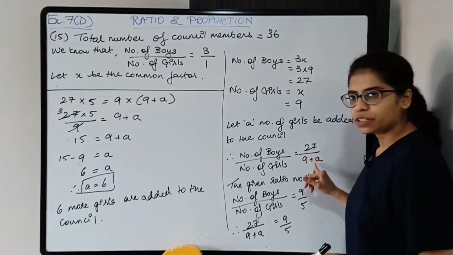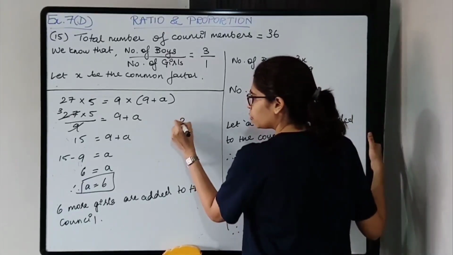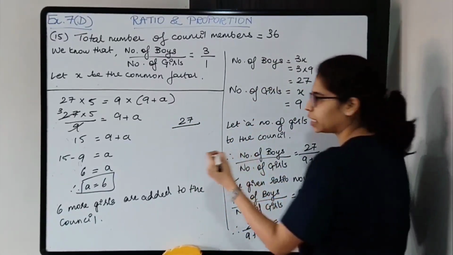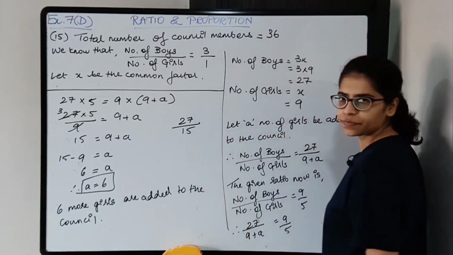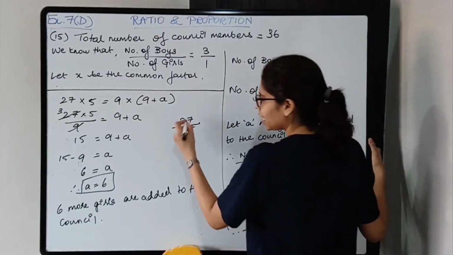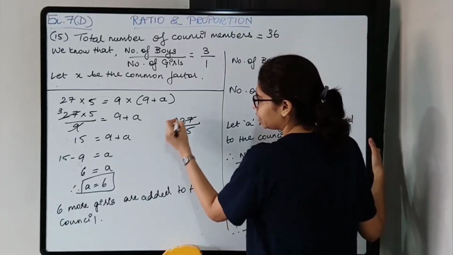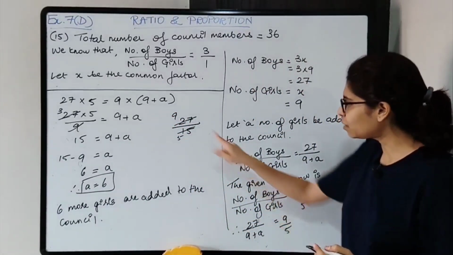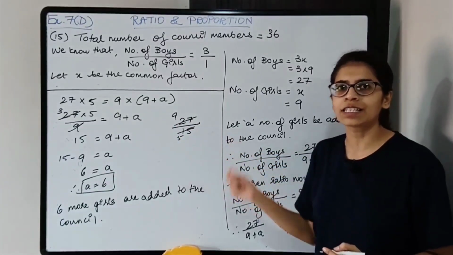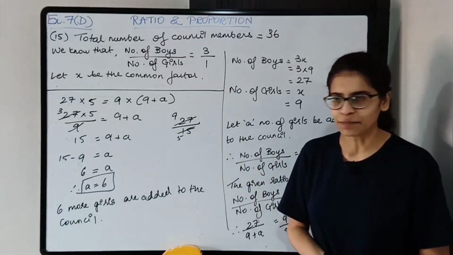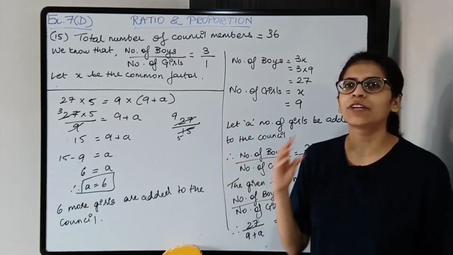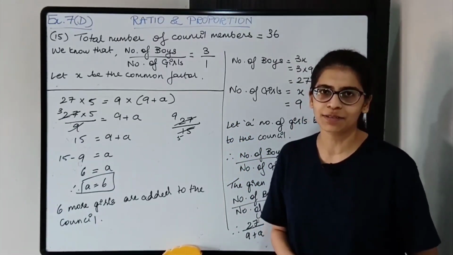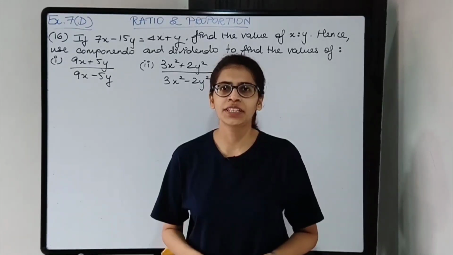Substitute here. What was the new ratio? Number of boys is 27, number of girls will be 9 plus 6, that is 15. So I can cancel out by 3, both the numbers are divisible by 3. 3 9s are 27, 3 5s are 15. So I am getting 9/5 as the ratio. So your answer is correct. So always cross check once whether you are getting the correct ratio or not, and don't forget the final statement. Let's read the next question.